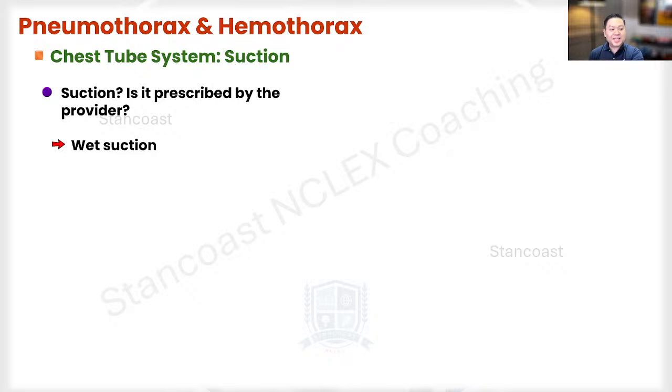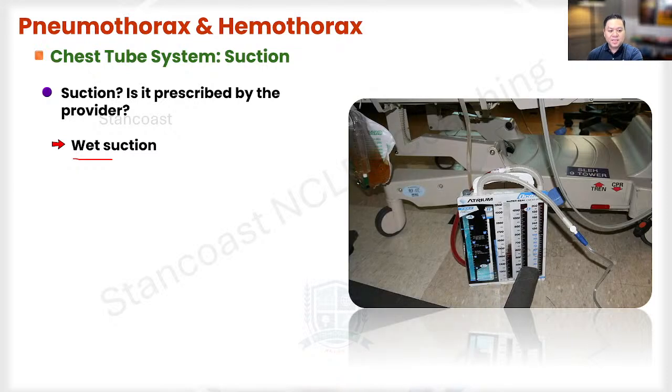So let's say, for example, the doctor will order the suction in the case of a wet suction setup. Okay, what are we going to do here? Or what are we going to expect? So I'm just going to show you first what that means. So here is our Atrium equipment. Basically, our patient is going to be connected. Of course, let me enlarge this so you can see this better.